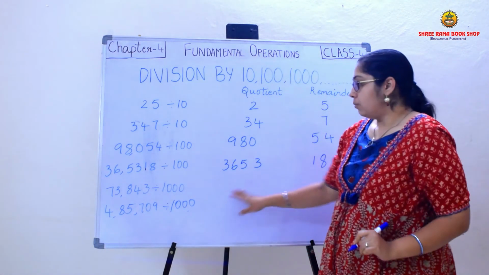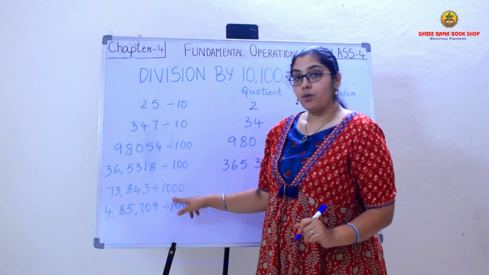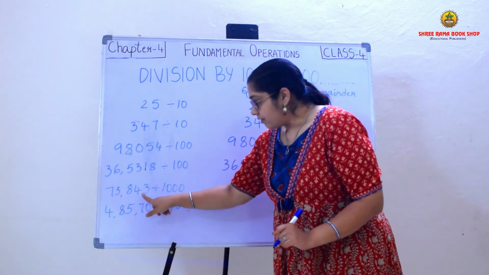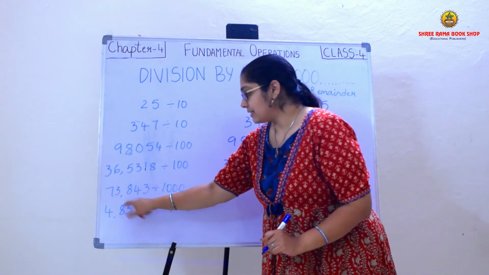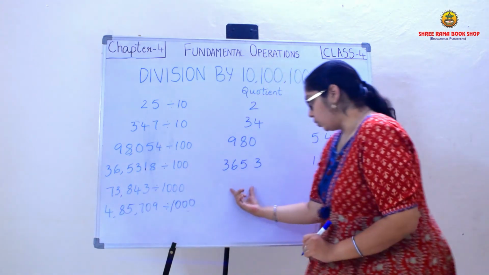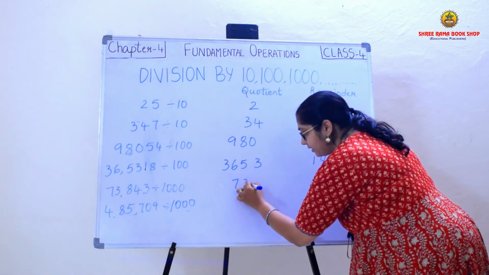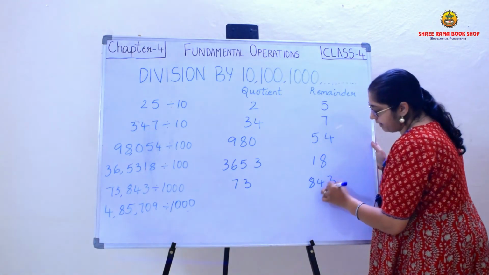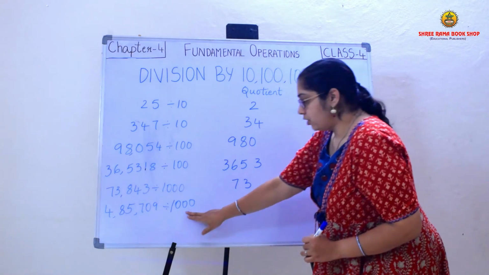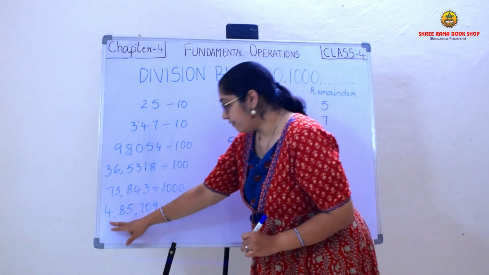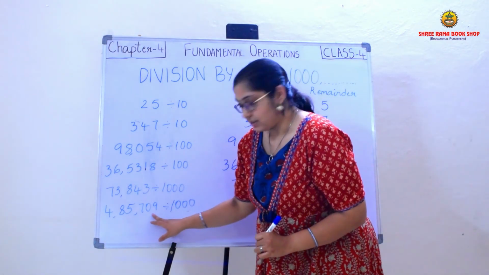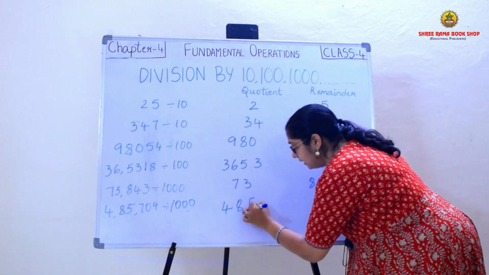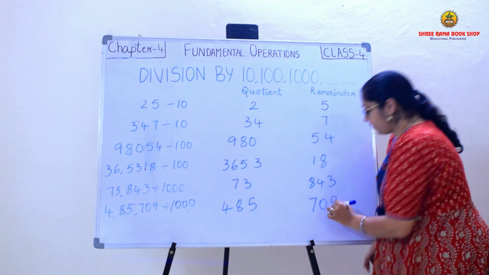Now moving on to the next number, it is divided by what, children? It is 1000, right? As it is divided by 1000, I need to leave the last three places and the remaining numbers are the quotient. So here it is only 73 and the remaining numbers are the remainder, so 8, 4 and 3. Now moving on to the next example. Here I have 485 and 709. So 485 will be the quotient and 709 will be the remainder.